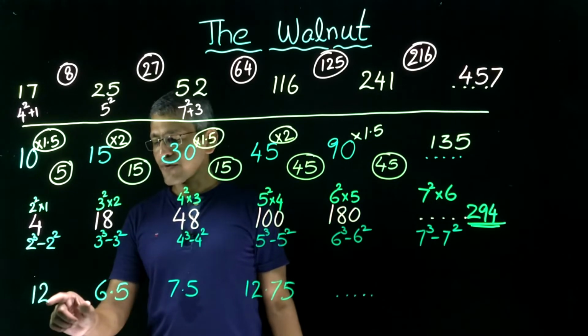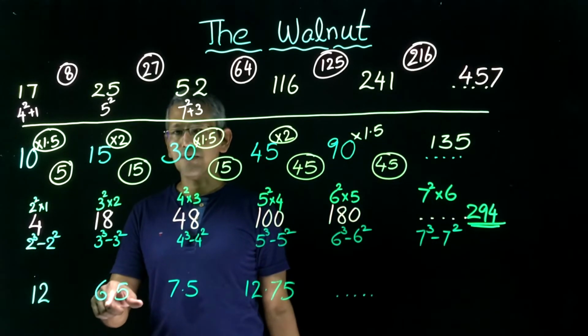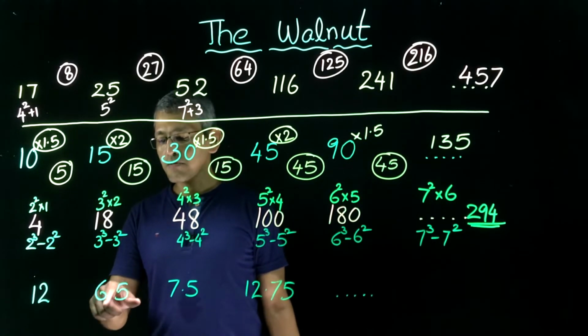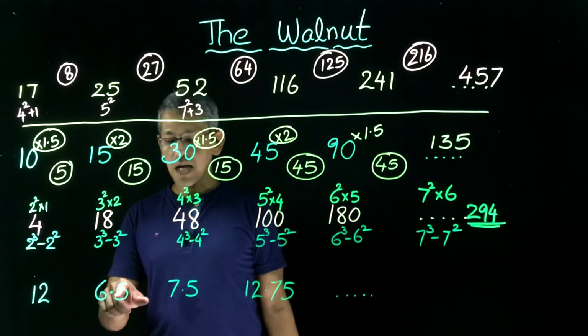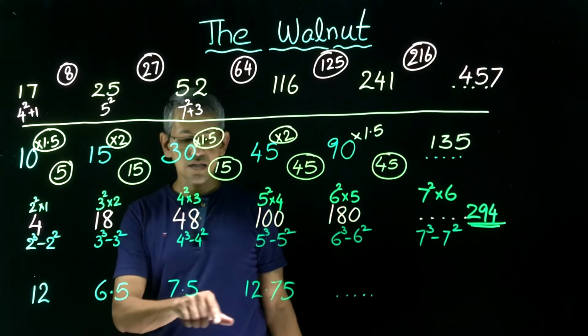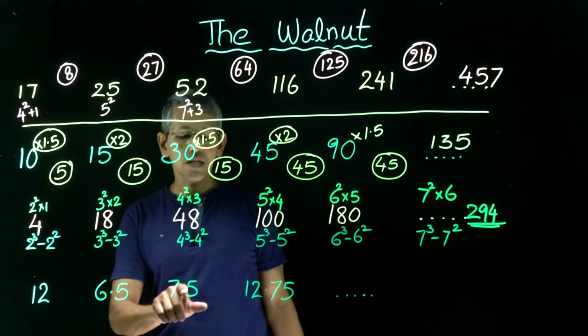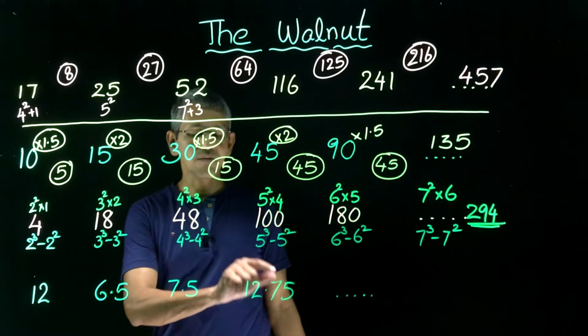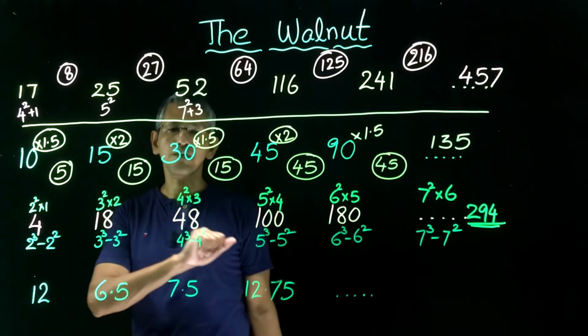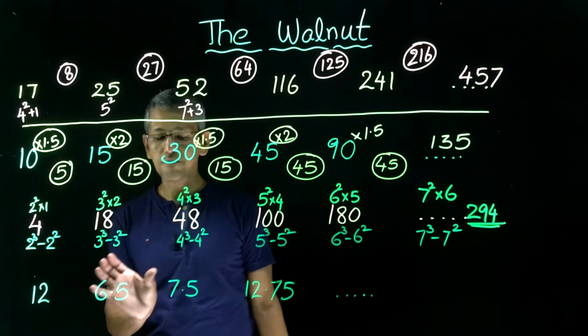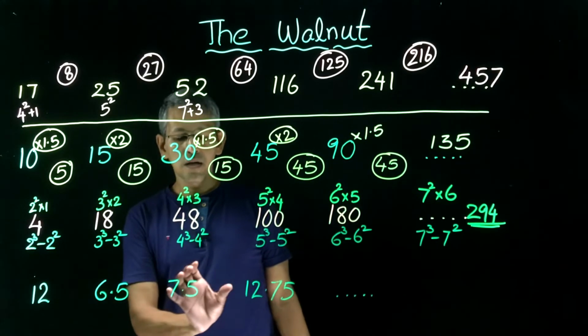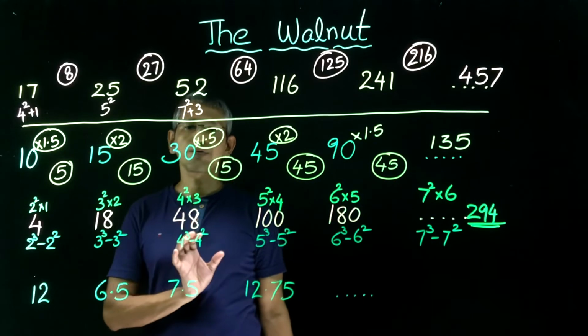Well, take the difference first. 12 and 6.5, what is the difference here? It must be 5.5. And in this case, 1 is the difference. In this case, the difference is what? 7.5 and 12.75, so 5.25 is the difference. So this difference is 5.5, this difference is 1, this difference is 5.25.